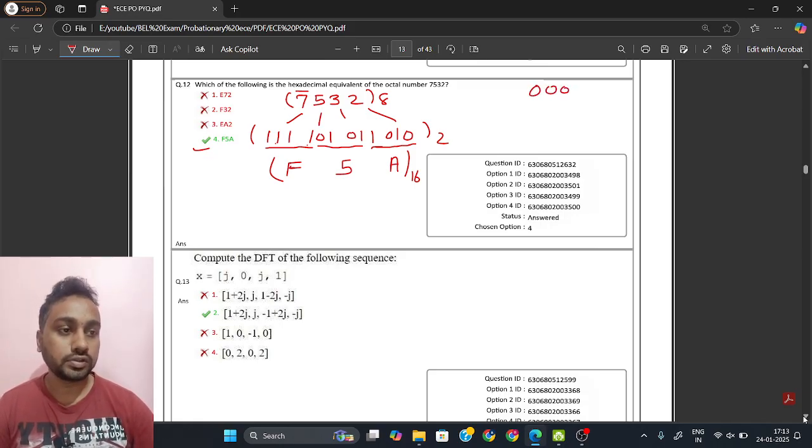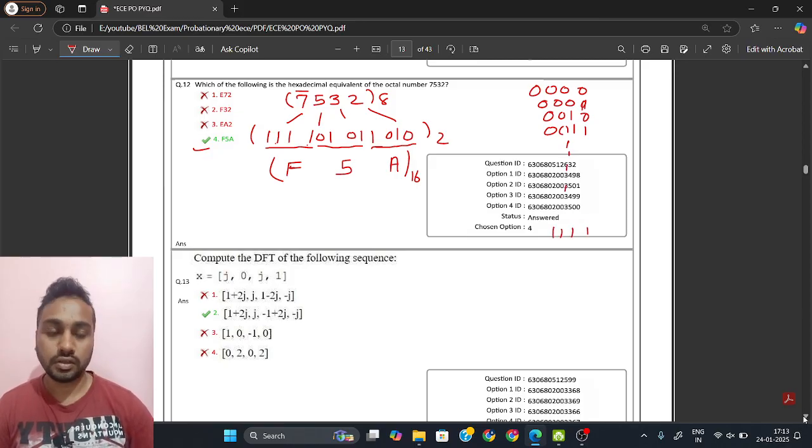I think you know this table: 0 0 0 0, 0 0 0 1, 0 0 1 0, 0 0 1 1. Like this you need to go up to 1 1 1 1. If you know this table, then you can easily solve this type of question. Okay, so now this is over.